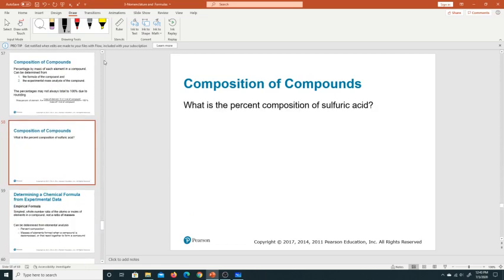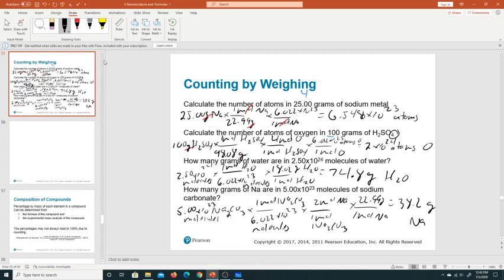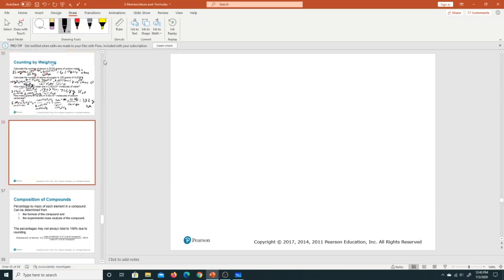So basically, let's find the percent composition of sulfuric acid. Sulfuric acid is H2SO4. So the idea here is I want to find the percent of each component. We have H's, we have S's, and we have O's. So I need to find the molecular weight of this total. I think we found that earlier. Sulfuric acid has a molecular weight of 98.08. 98.08 is the molar mass of sulfuric acid, so we'll use that.